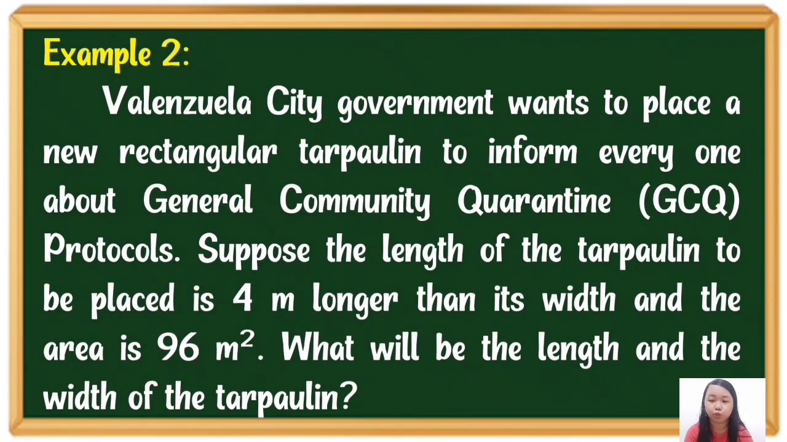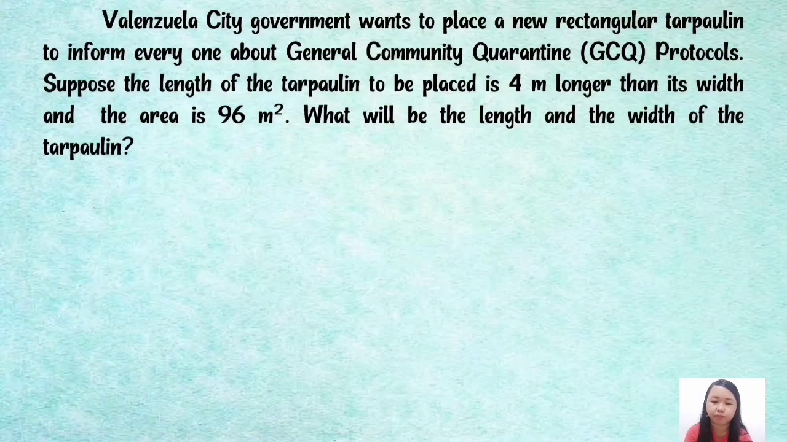Example number 2. Valenzuela City government wants to place a new rectangular tarpaulin to inform everyone about General Community Quarantine or GCQ protocols. Suppose the length of the tarpaulin to be placed is 4 meters longer than its width and the area is 96 square meters. What will be the length and the width of the tarpaulin?